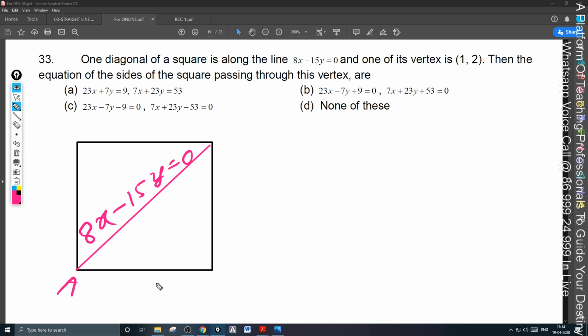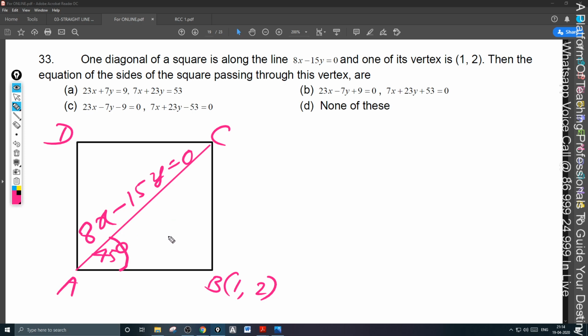Let me say A, B, C, D. Now this vertex is (1, 2). Now then the equation of the sides of the square passing through this vertex. We need AB and BC here. And it is very clear that in a square, AC makes an angle 45 degrees with AB because it is a square. The total angle is 90.